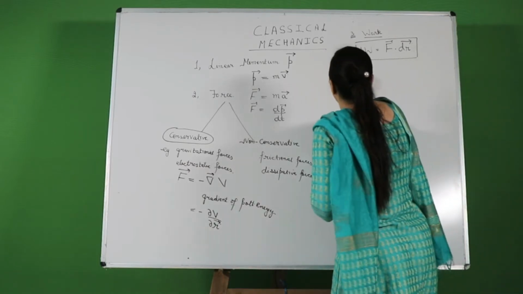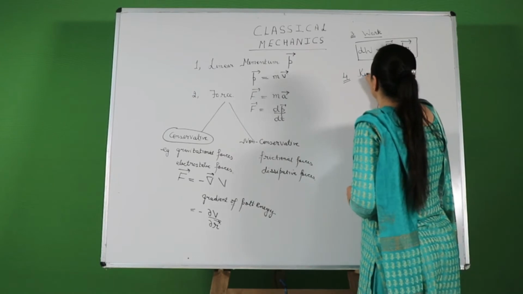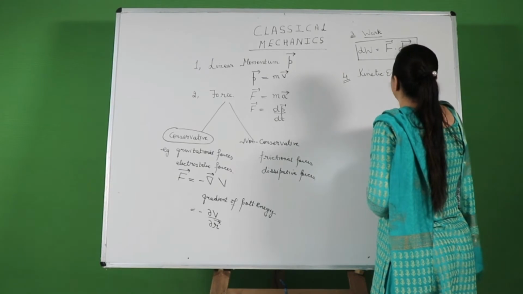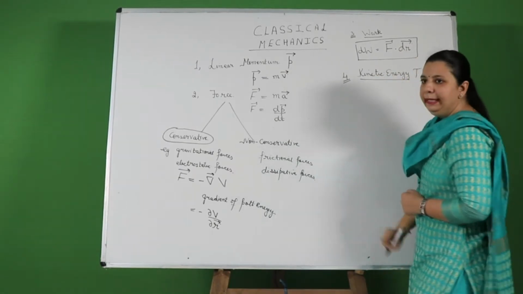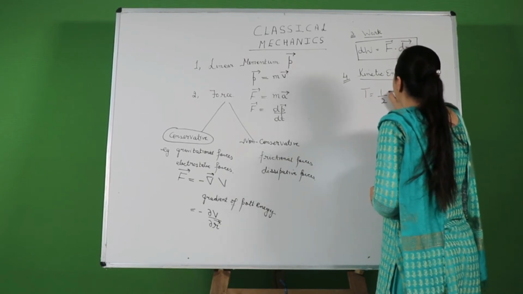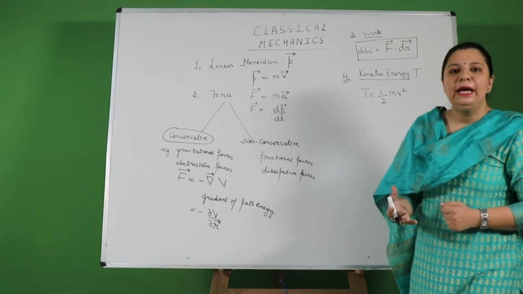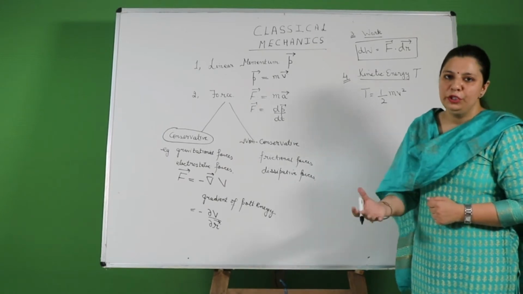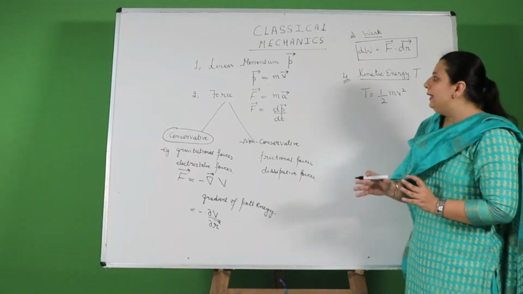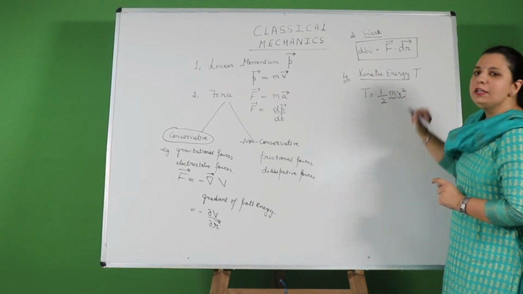So the fourth quantity in which we are interested is kinetic energy. Kinetic energy is represented with capital T and it is defined as 1/2 mv². It is the energy which is possessed by the body by virtue of its motion. So whenever a body is moving, it has some kinetic energy and that kinetic energy depends upon the mass of the body as well as the velocity of the body.